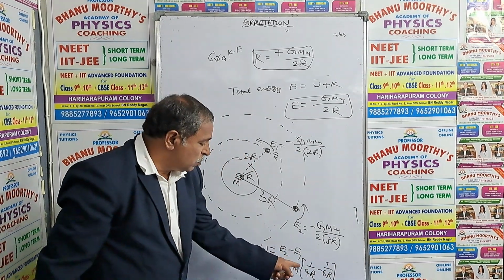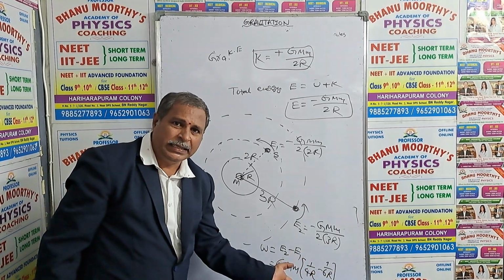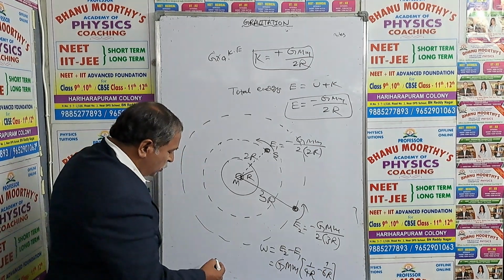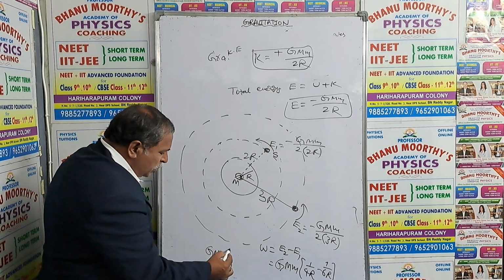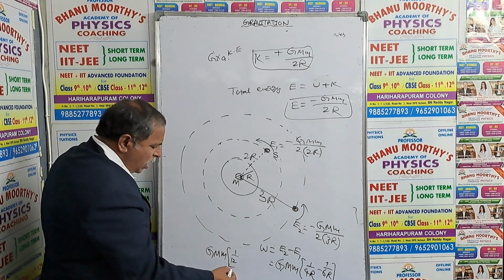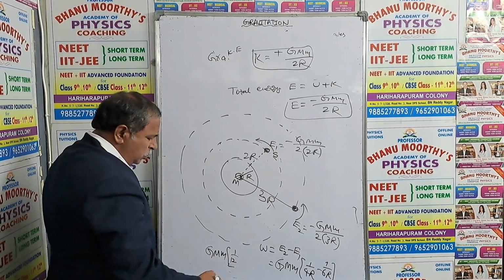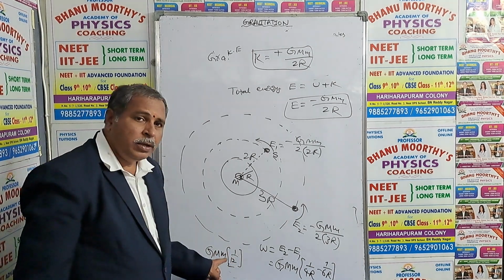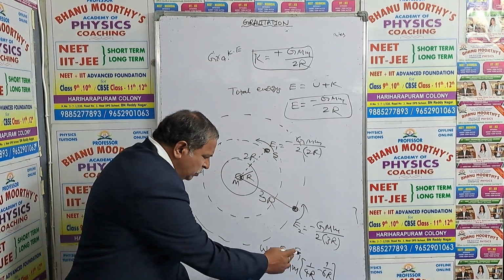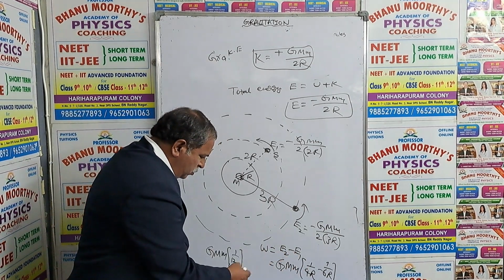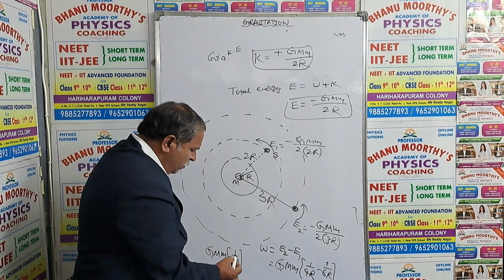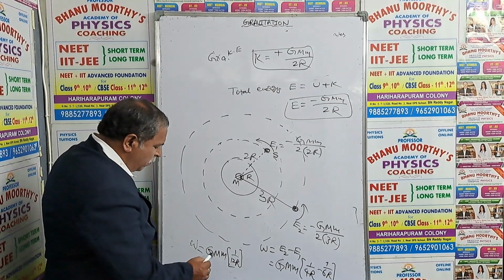This is the method. By taking the LCM, 12R is the LCM. Then 3 minus 2 gives 1 by 12R. So G capital M small m into 1 by 12R. This is the answer, 1 by 12R. You will get it. This is the formula to find the work done.